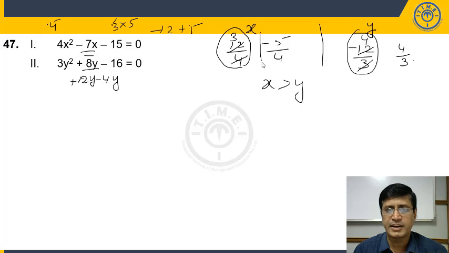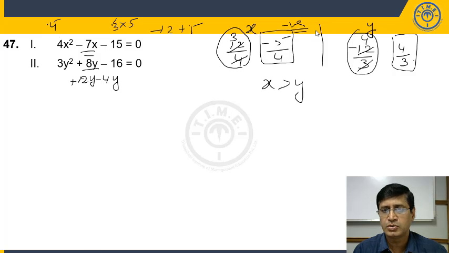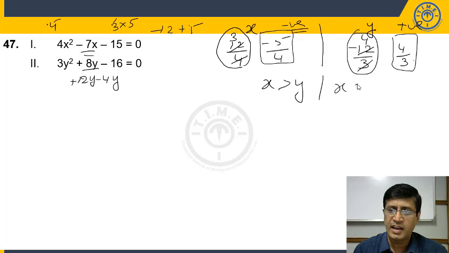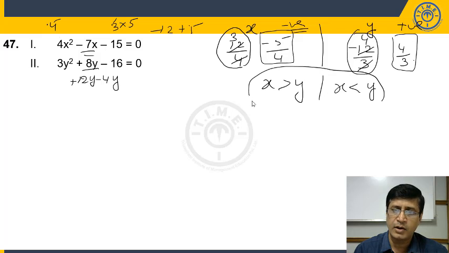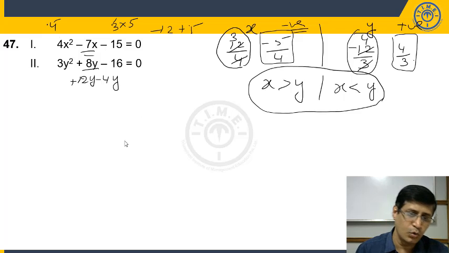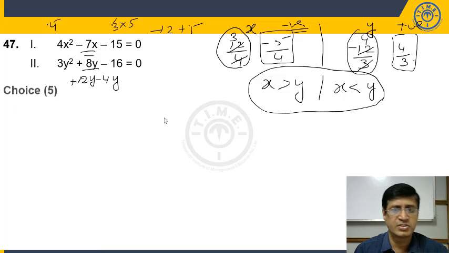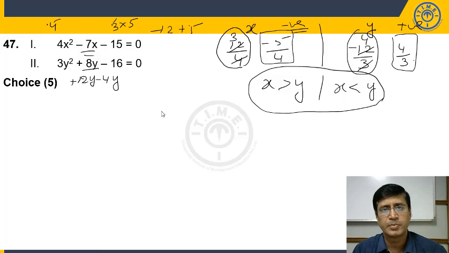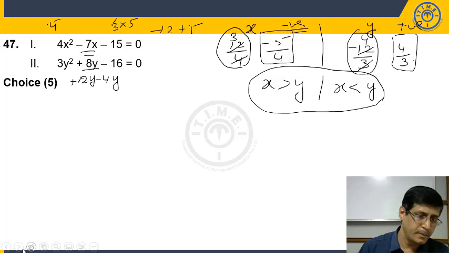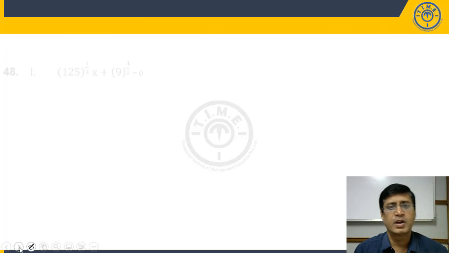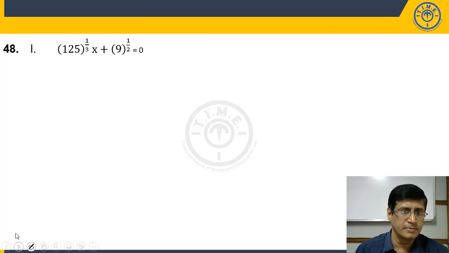Now if you observe the second root of the first quadratic equation, it is a negative value, whereas for the second quadratic equation we have a positive value. All the negatives are less than positives. So the second one here is x is less than y. Combining these two, it is not possible to relate the roots. So what is the right choice? Relation cannot be established, option number 5. Okay, now look at the next example on your screen.